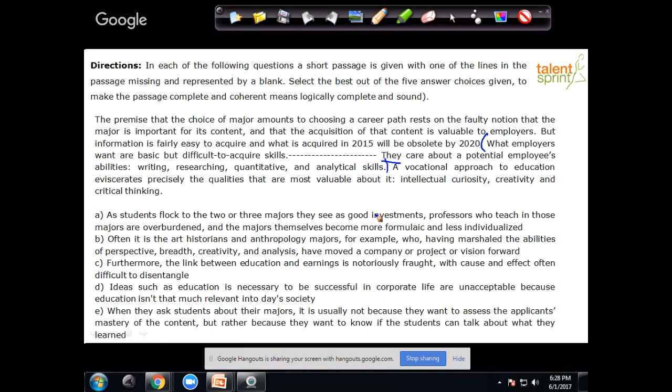So one of the things you can quickly look for is what these basic but difficult to acquire skills are that employers are looking for. Let's read the options and see which option gives me that. A says, as students flock to the 2 or 3 majors, they see good investments. Professors who teach in those majors are overburdened and the majors themselves become more formulaic and less individualized. A is talking more about the number of majors these students want to opt for, not something I can fit in between these two sentences that we highlighted.